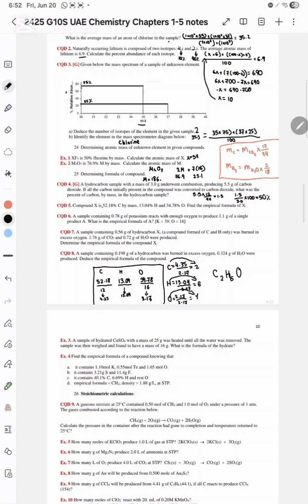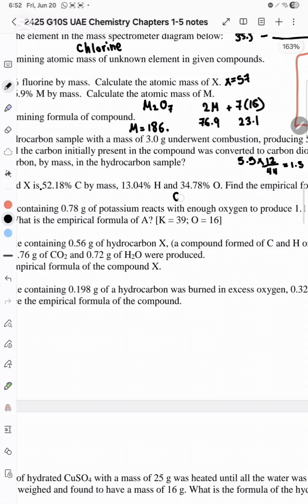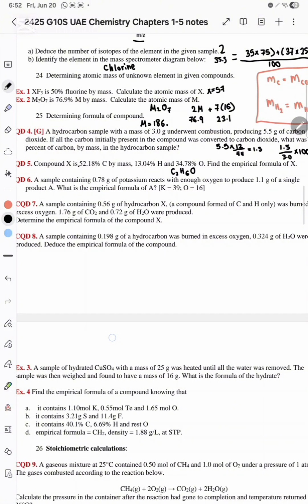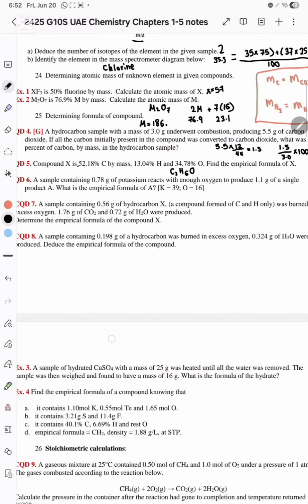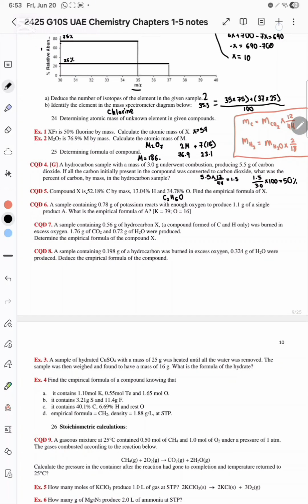Pretty simple, right? So we're going to erase everything to make space for the rest of the questions, and write down our answer in the question, C2H6O. Now, a sample containing 0.78 grams of potassium reacts with enough oxygen to produce 1.1 grams of a single product A. What's the empirical formula of A?